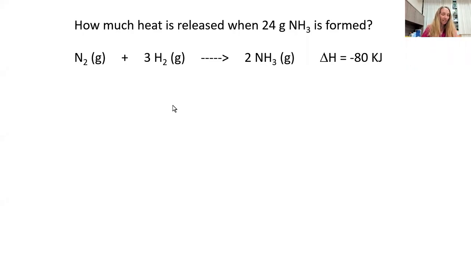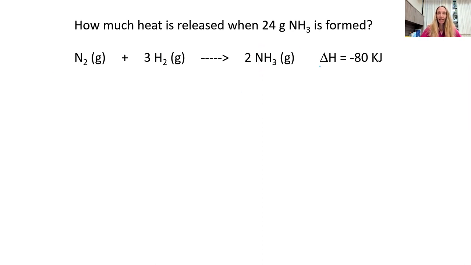Hello, I wanted to go through this example of how much heat is released when 24 grams of ammonia, or NH3, is formed. Okay, so we have this reaction where we've got N2 gas plus 3H2, hydrogen gas. Those two gases come together and react and form 2 moles of ammonia, or NH3 gas. So we have 1 mole of nitrogen gas, 3 moles of hydrogen gas, forming 2 moles of NH3 gas.